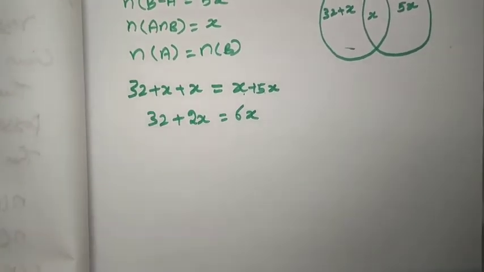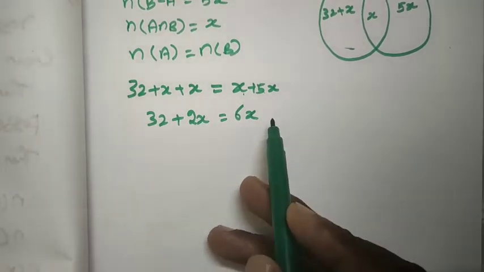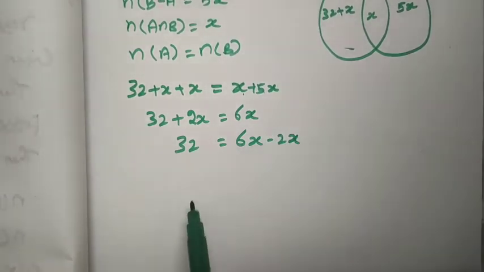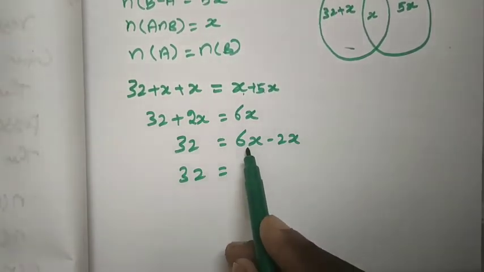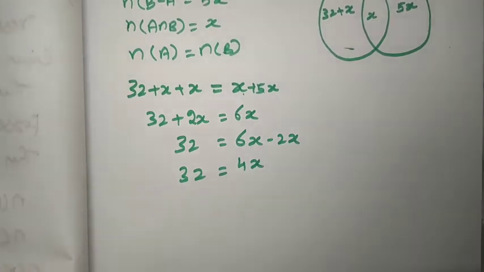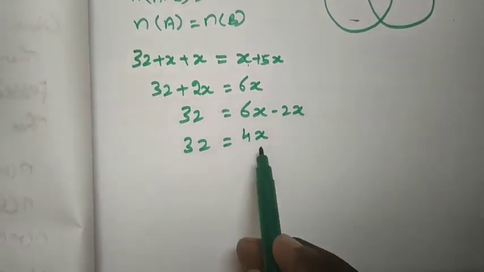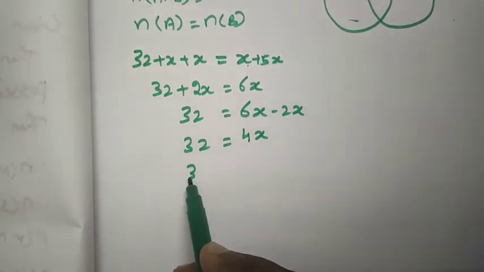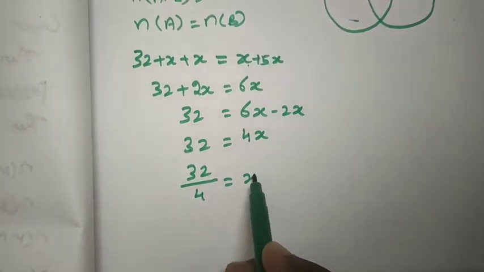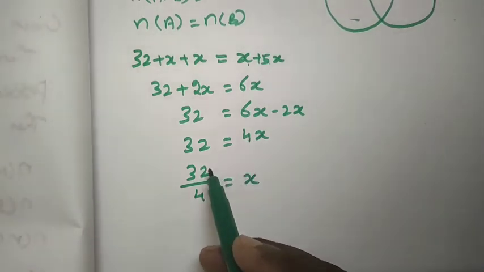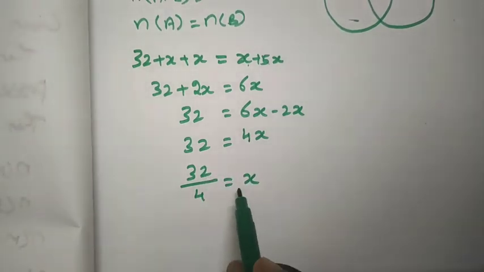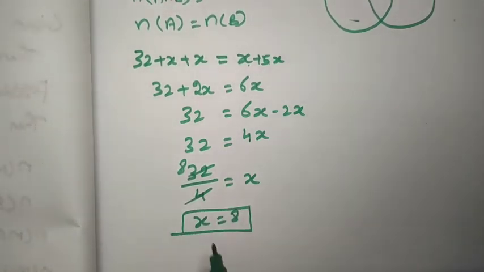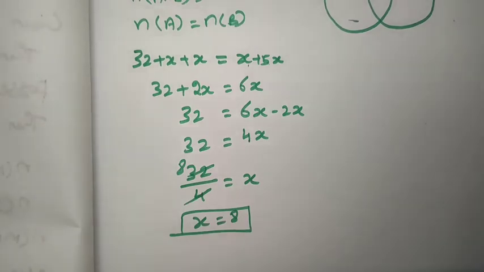Now I take this 2x to the other side. 32 is equal to 6x minus 2x. Then 32 is equal to 4x. We want to find the x value, right? So I leave 4x here itself and take the 4 to the other side. 32 divided by 4 is equal to x. It is in multiplication, so if I take it to the other side it will be a divide. 4 eights are 32, therefore x is equal to 8. The value of x is 8.